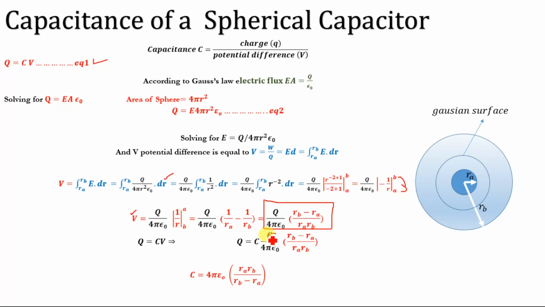So this charge Q and this Q will cancel out with each other, and solving we will have the capacitance C is equal to 4 pi epsilon naught Ra Rb divided by Rb minus Ra, and this is the value of the capacitance of a spherical capacitor.